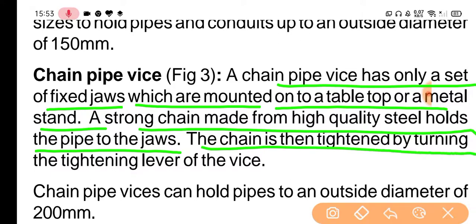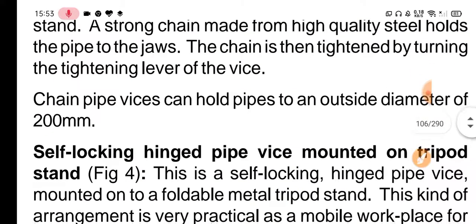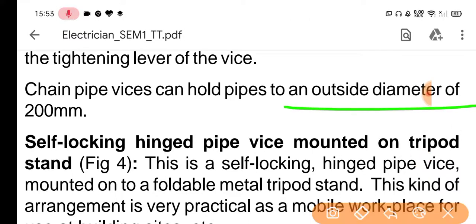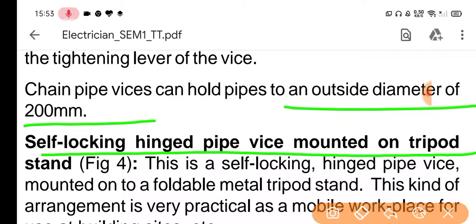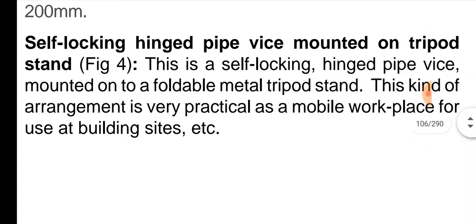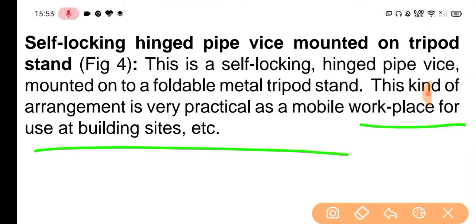The chain is tightened by turning the tightening lever of the vise. A chain pipe vise can hold pipe up to an outside diameter of 200 mm. This is a self-locking hinged pipe vise mounted on a foldable tripod stand. This kind of arrangement is very practical as a mobile workplace for use on building sites.